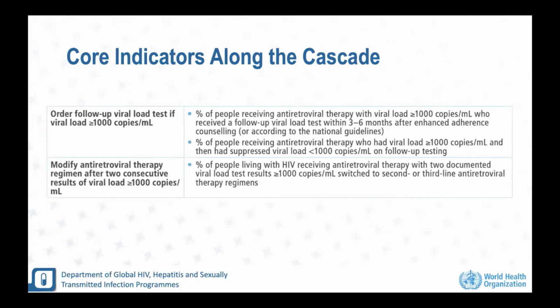And of those people who receive a follow-up viral load test, what percent then have a suppressed viral load under 1,000 copies per mil? For those people who still have a persistent viral load above 1,000 copies per mil, the algorithm indicates that a second-line antiretroviral therapy regimen should be used. For this, we would look at the percent of people who are actually switched to a second-line, or in some cases, a third-line antiretroviral therapy regimen.